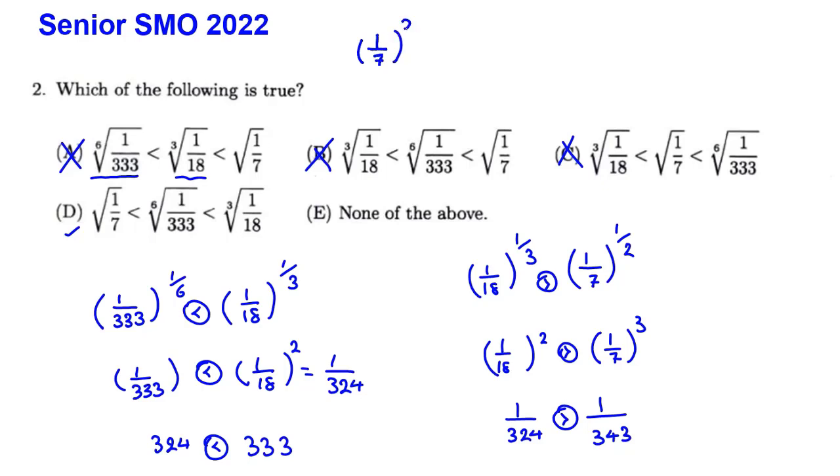Then we had 1 over 7 cubed, 1 over 333, 1 over 18 squared. And it will be 1 over 324, and this one 1 over 343. Because this denominator is greater than this, so this one is less than this, and also this one less than this, and you can easily find the answer.